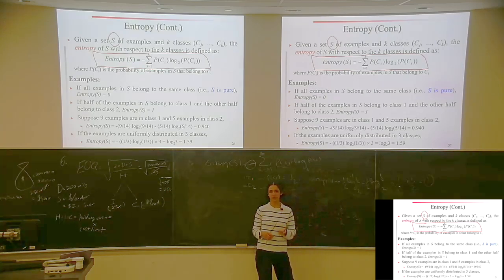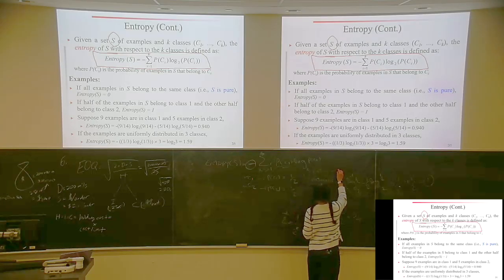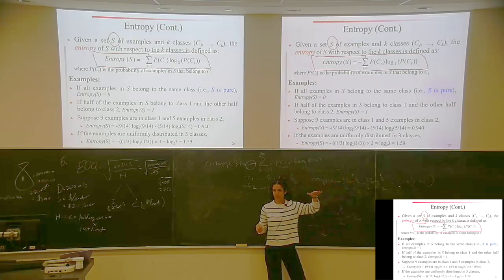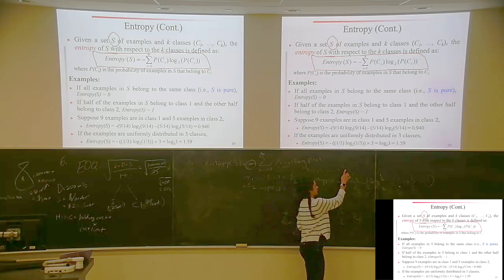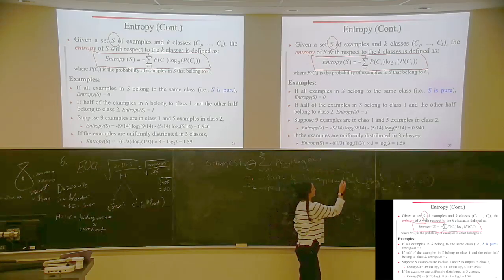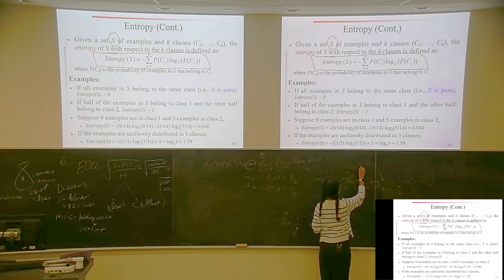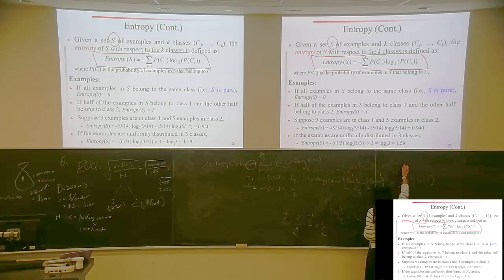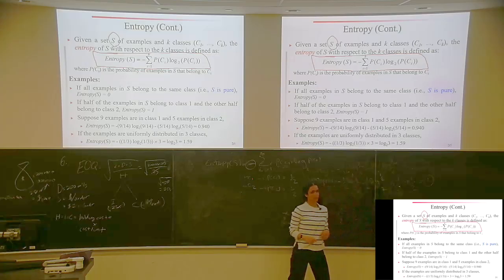So the total is 13, right? So you would have minus, and then instead of 1 over 2, you have, for example, 9 over 13. In our case, in the example in the slide, we had 14 days, right? So here you would have 14, right? 9 out of 14 by log of that, minus the rest, which is 5 over 14 log of 5 over 14. And then you calculate it using your calculator.